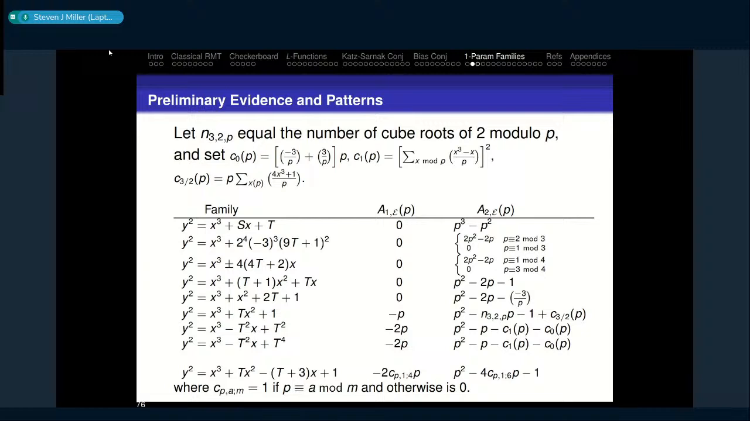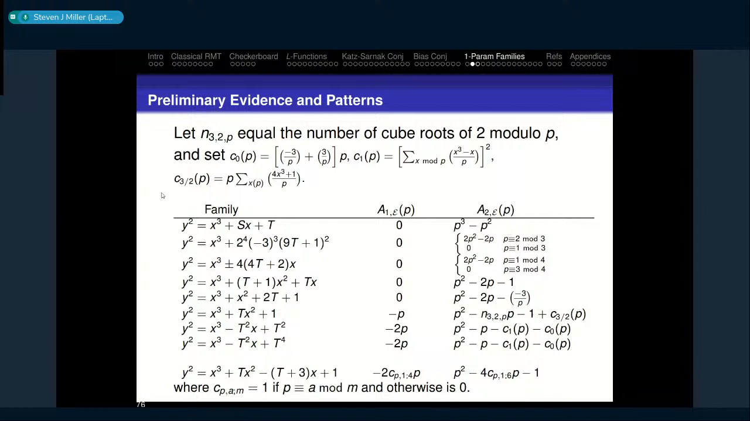If you look at y squared equals x cubed plus t x squared plus 1, there's a term over here of size p to the 3 halves. The sum over x mod p of the Legendre symbol of 4x cubed plus 1 is actually the coefficient of an elliptic curve with complex multiplication. That's going to be 0 half the time, and of size square root of p the other half of the time. So Michel's theorem is actually sharp; you really can't have terms of size p to the 3 halves.